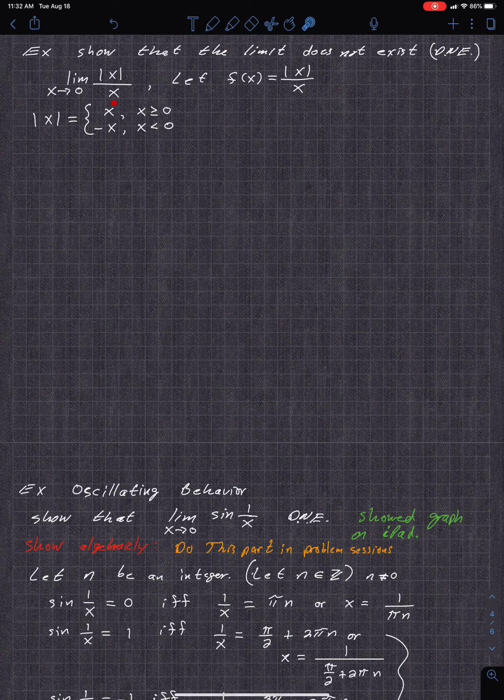So if x is already positive, don't do anything. If x is negative, then you want to multiply by negative. It's like, how do you make everything positive? Okay, but then we're going to divide by x. So let's look at this algebraically a little bit, and then we'll do its graph. So first, number one, let x be greater than or equal to 0.